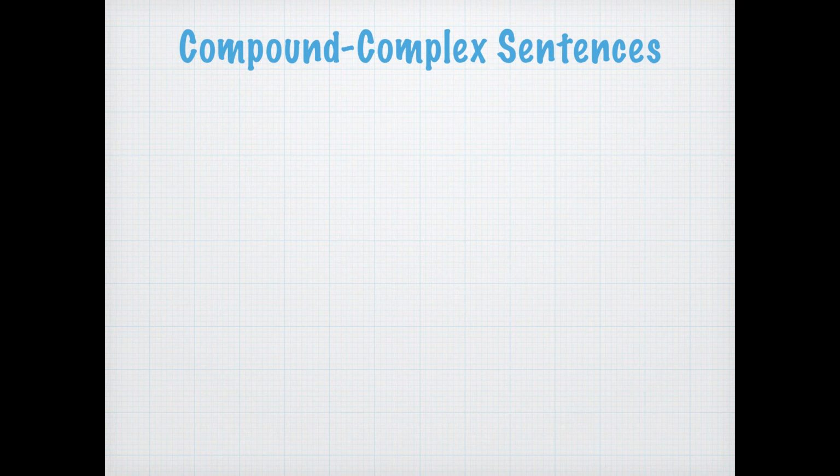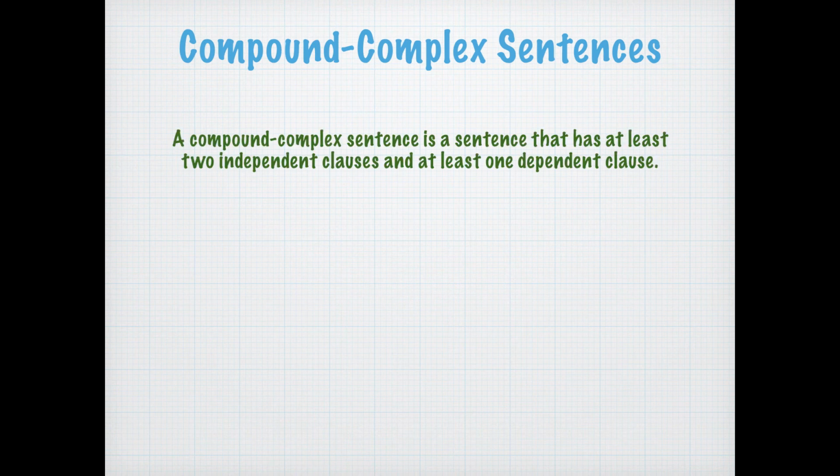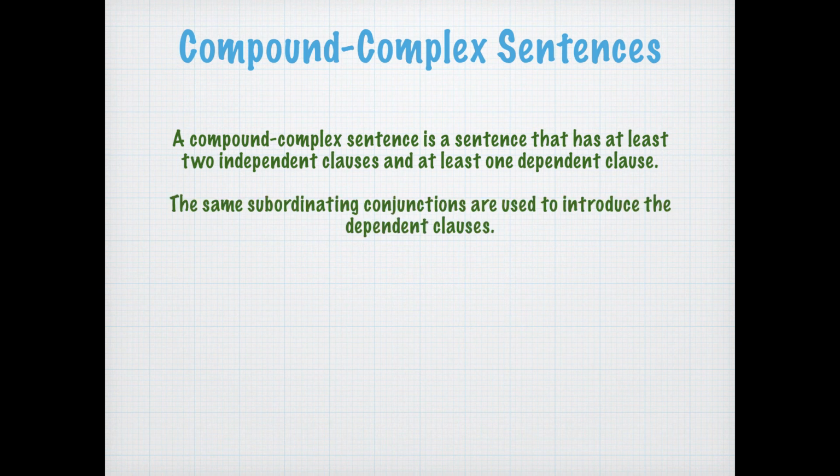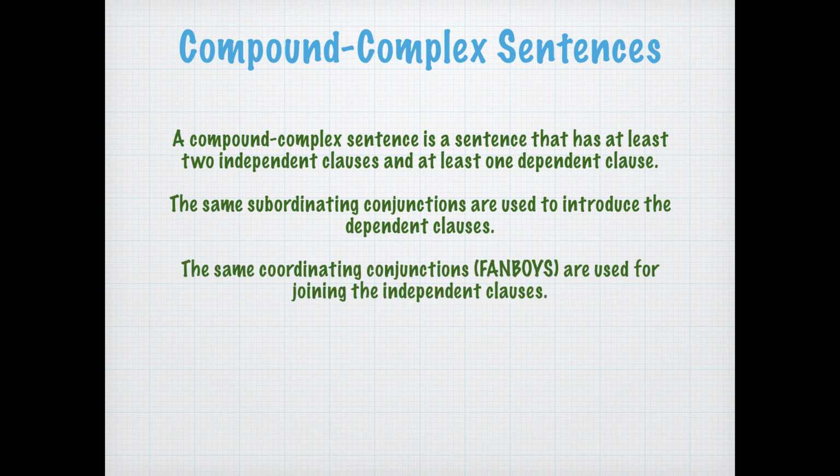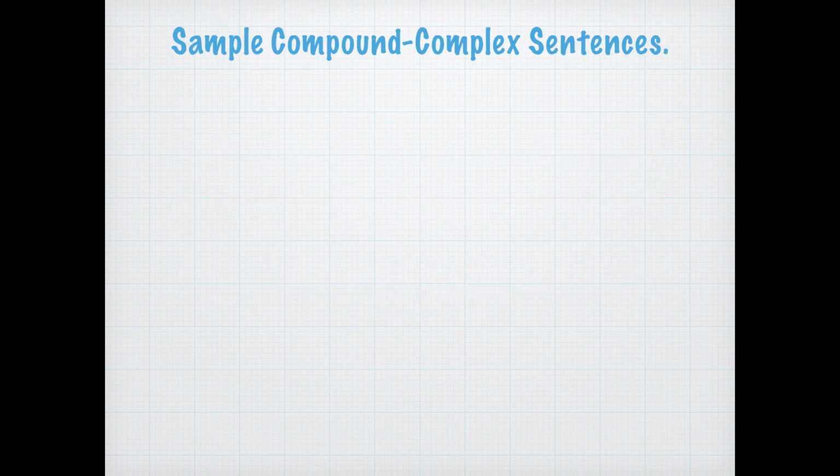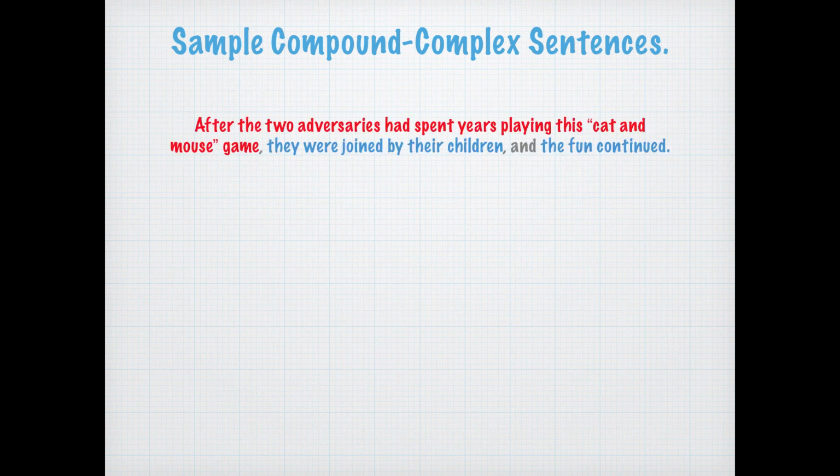And a fourth type is called compound complex sentences. So if you understand a compound sentence and a complex sentence, this is kind of a blending of those types. A compound complex sentence is a sentence that has at least two independent clauses and at least one dependent clause. The same subordinating conjunctions are used to introduce the dependent clauses. The same coordinating conjunctions, FANBOYS, are used for joining the independent clauses. Okay, so here's some examples.